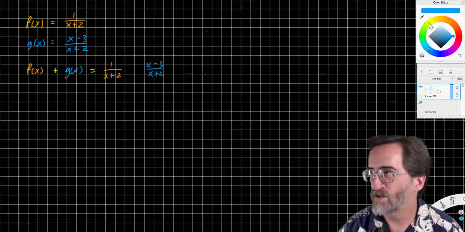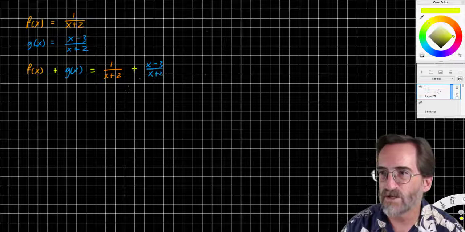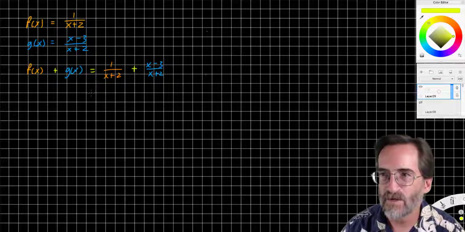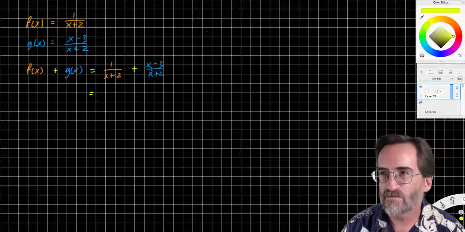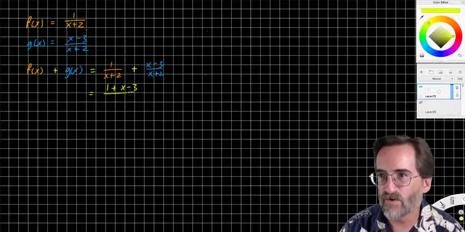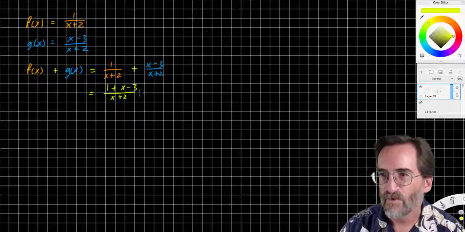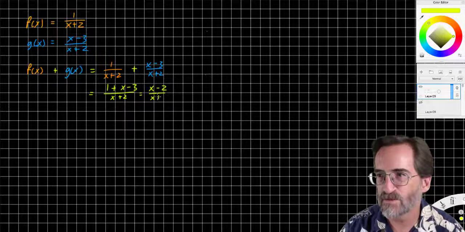Okay, and for addition, that turns out kind of nice because the denominators are the same. So we have common denominators. 1 over x plus 2 plus x minus 3 over x plus 2 is 1 plus x minus 3 over x plus 2, which simplifies to x minus 2 over x plus 2.